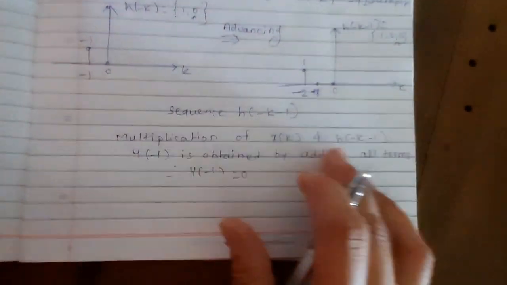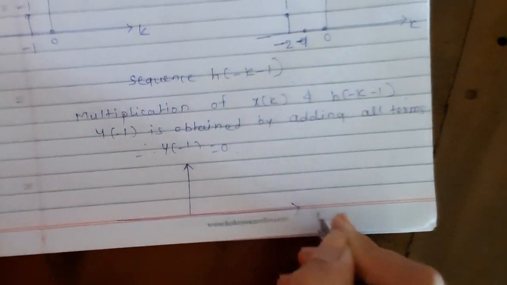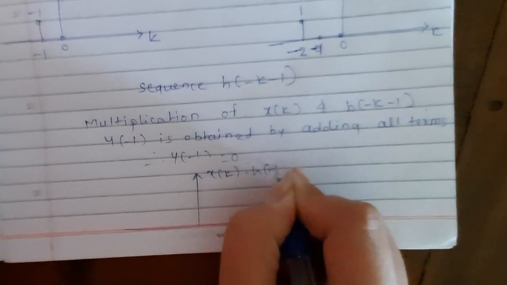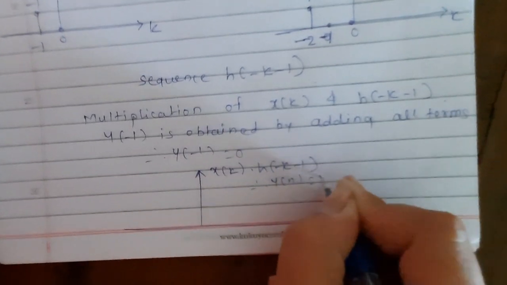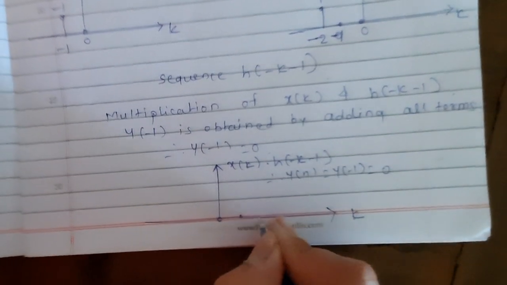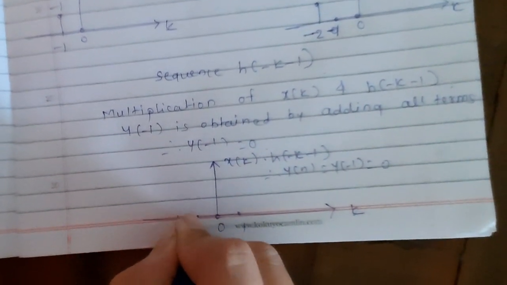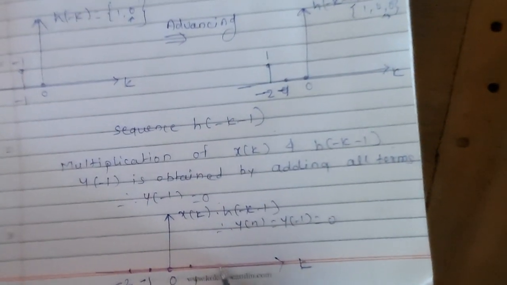So multiplication of this and the output for this is, k, this is x of k into h of minus k minus 1. So y of n is equal to, so this is 0 0, this one is minus 1, this one is minus 2, 0 0. So this is the product of x of k and h of minus k minus 1. Now the next part is calculation of y of 0.